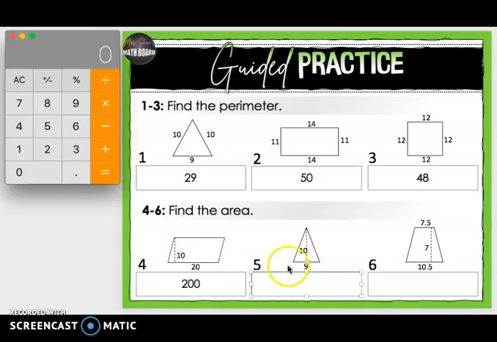Then on number 5, we have a triangle, so it's going to be 1/2 base times the height, because we know that a triangle is half of a square. So we're going to say 9 times 10 is 90. Then we're going to divide it by 2, and it will be 45.